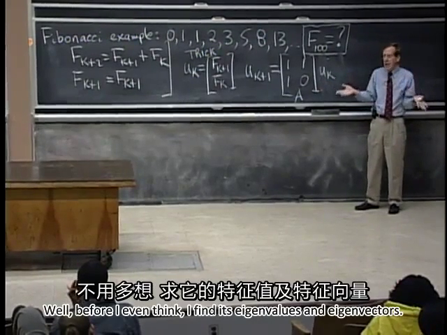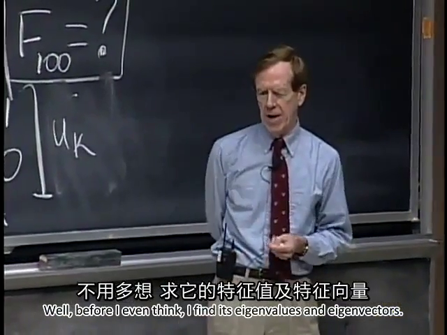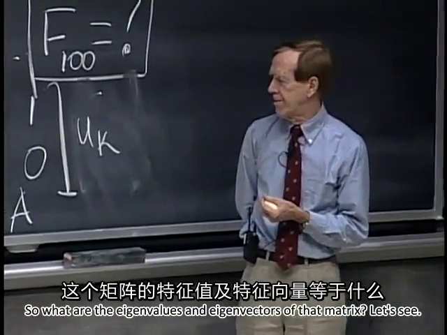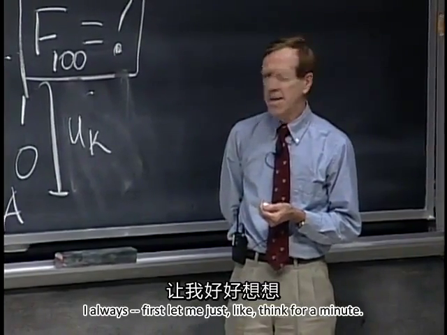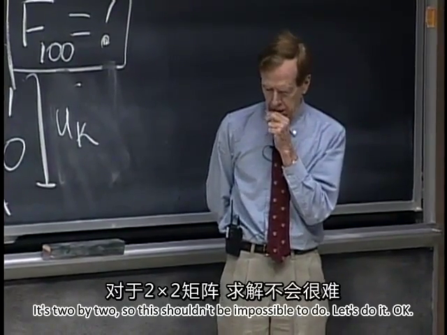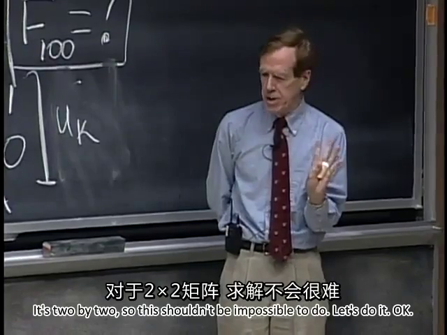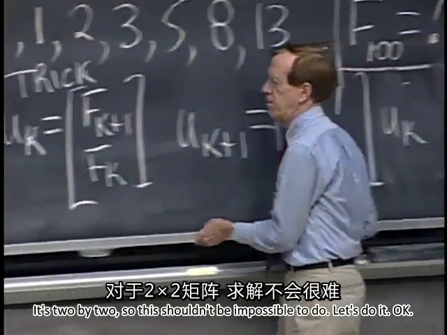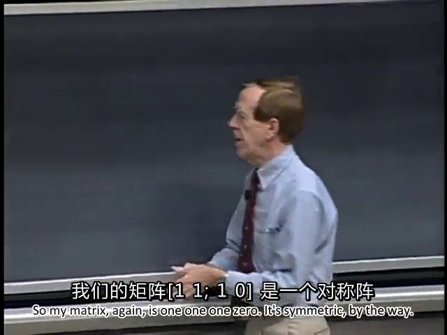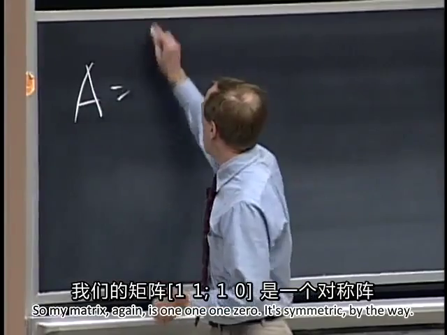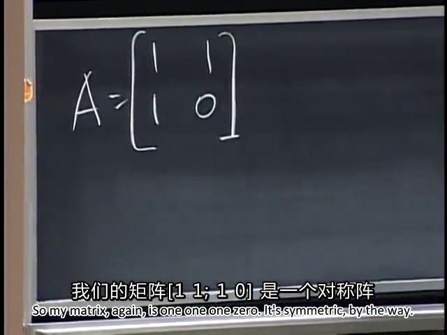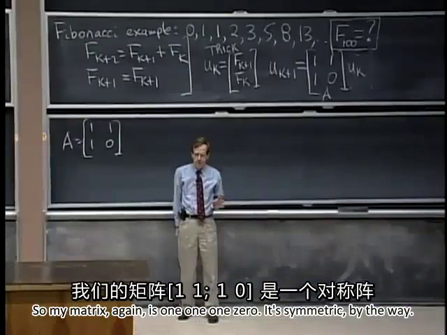Well, before I even think, I find its eigenvalues and eigenvectors. So what are the eigenvalues and eigenvectors of that matrix? Let's see, first let me just think for a minute. It's 2 by 2, so this shouldn't be impossible to do. All right, let's do it. Okay, so my matrix again is 1, 1, 1, 0. It's symmetric, by the way.